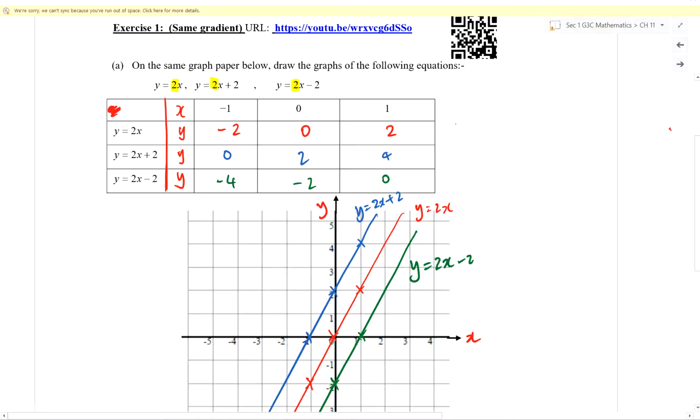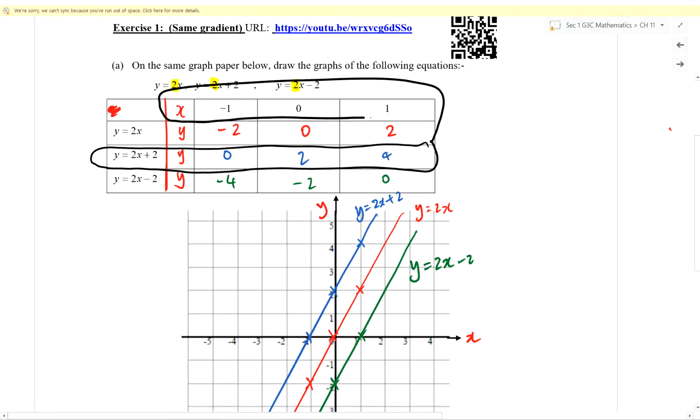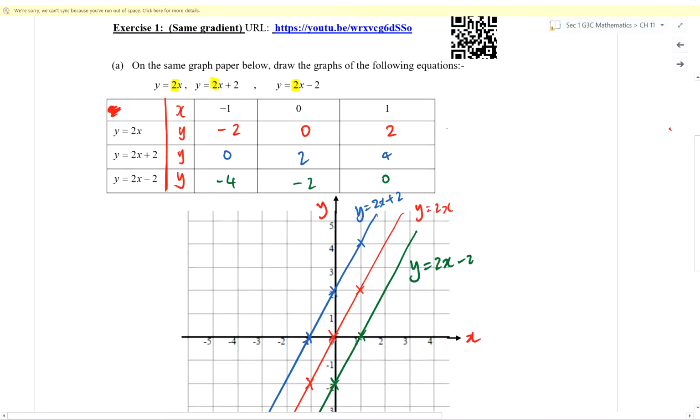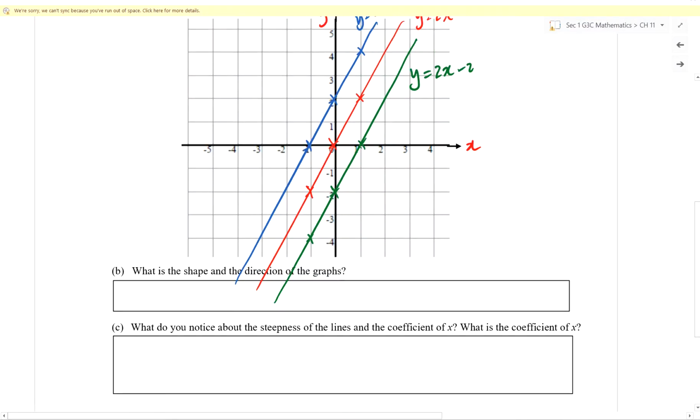Okay, then the next set of coordinates, again corresponding to the same x values. When x is -1, y is 0, because -1 times 2 is -2, -2 plus 2 is 0. So you need to know how to fill in this table. So in blue, 0, 2, 4. So we have three graphs over here. And going through the video, you will realize that all these 3 graphs are parallel to each other.